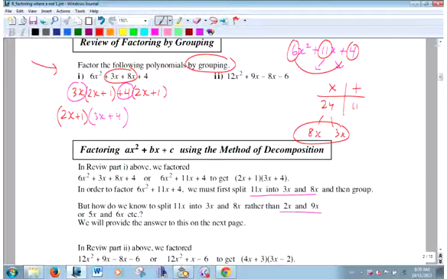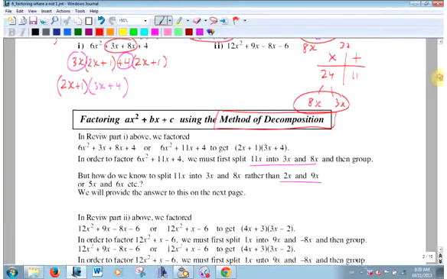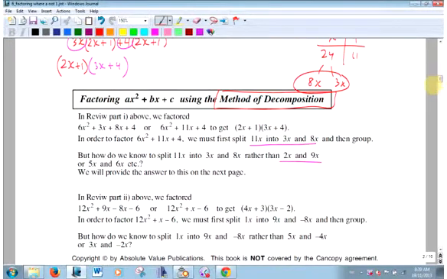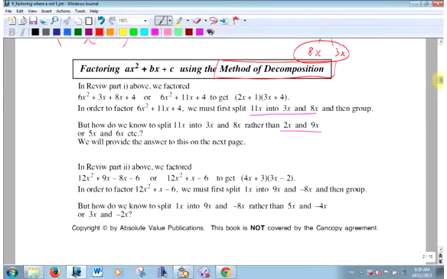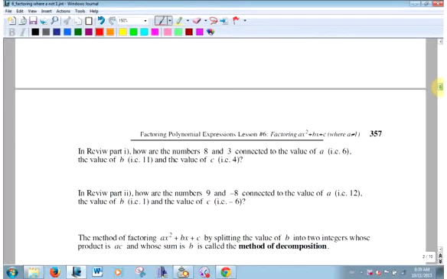Okay, so we've already done this before with inspection. But here we just got another step first. We can't just throw it in 2 sets of brackets. Those aren't the 2 numbers. Okay, but that's what we're going to split 11x into. So then we can factor it by grouping. Okay, this is called method of decomposition. I'm not going to ask you that on a test, but sometimes it's nice to know what the heck you're doing, right? Okay, that's it.